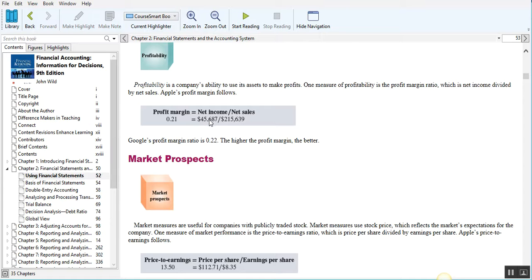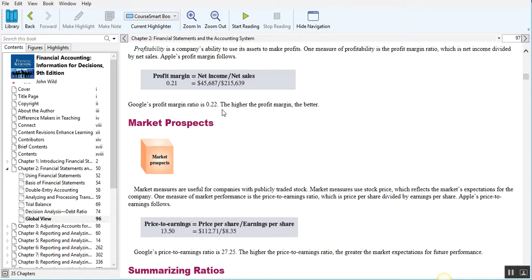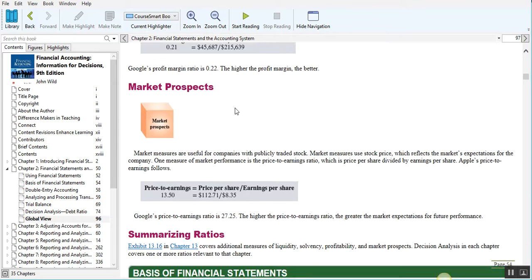Profitability, we're looking at net income divided by net sales to figure out what is our profit margin. And here it's 21%, which really sounds good, but they note that Google's is 22%, slightly higher.